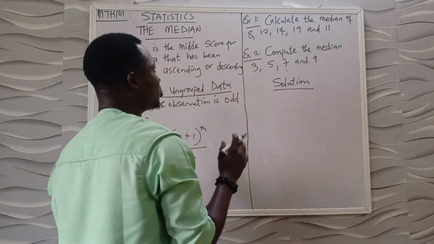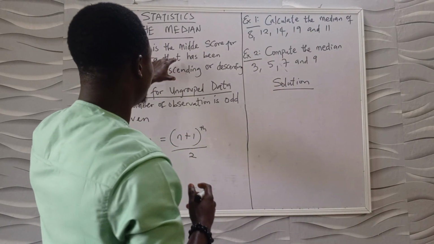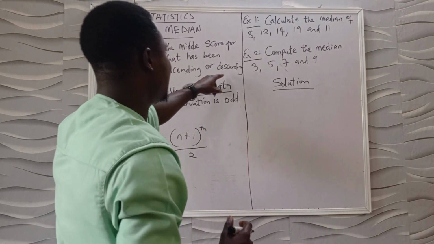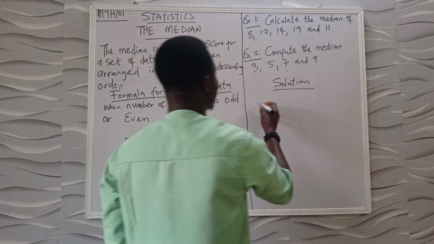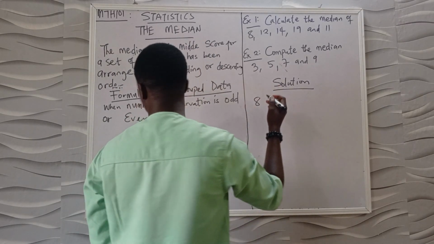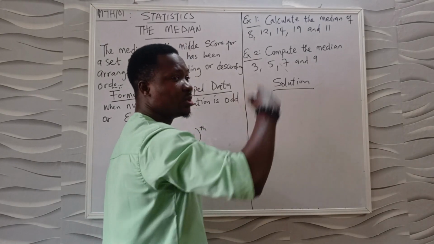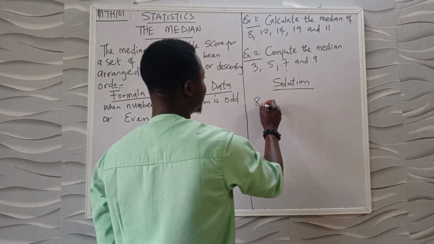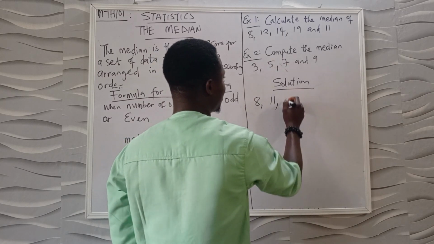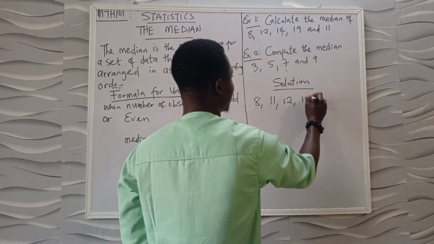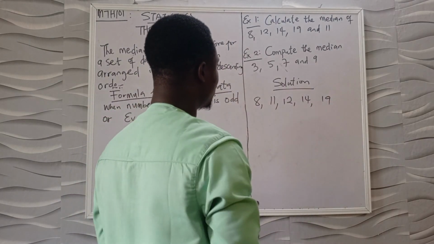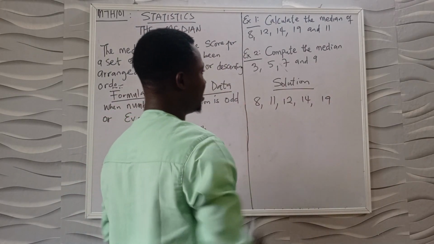So the first thing we are going to do, according to the definition of median, is we arrange them in either ascending order or descending order. I would prefer to go with ascending order. When we say ascending order, it simply means we are moving from the lowest to the highest. So we have 8, after 8 we have 11, followed by 12, followed by 14, and then we have 19. So we have been able to bring it out in this form.